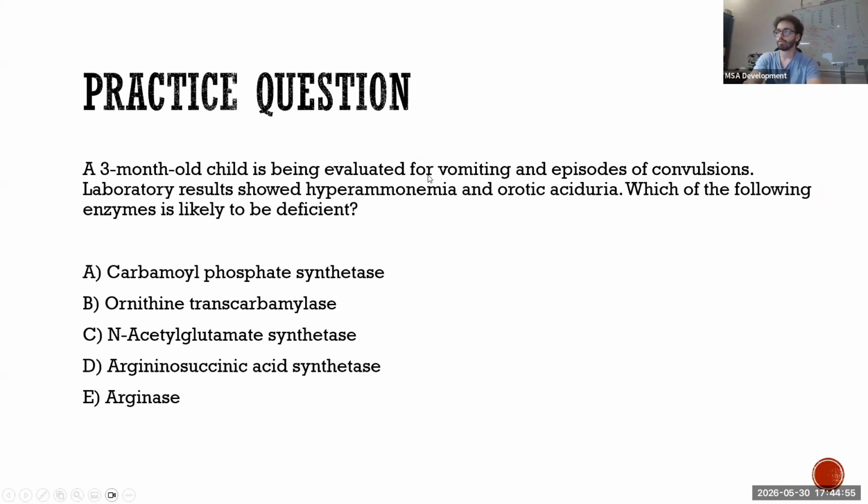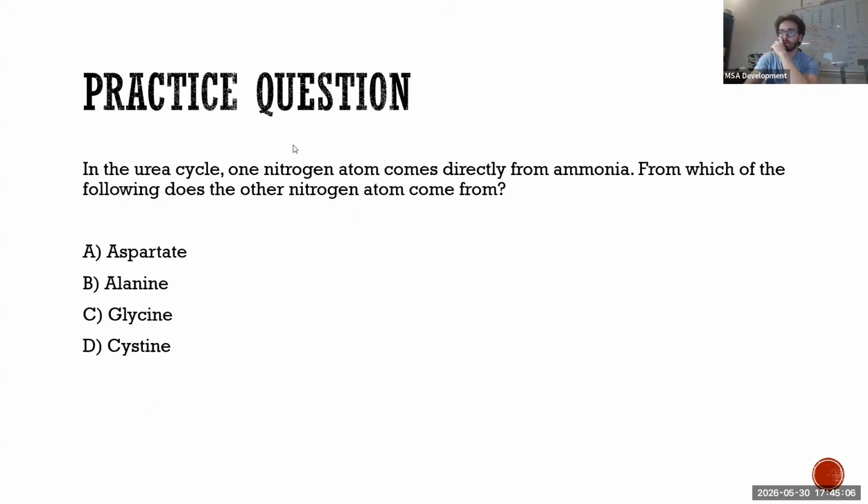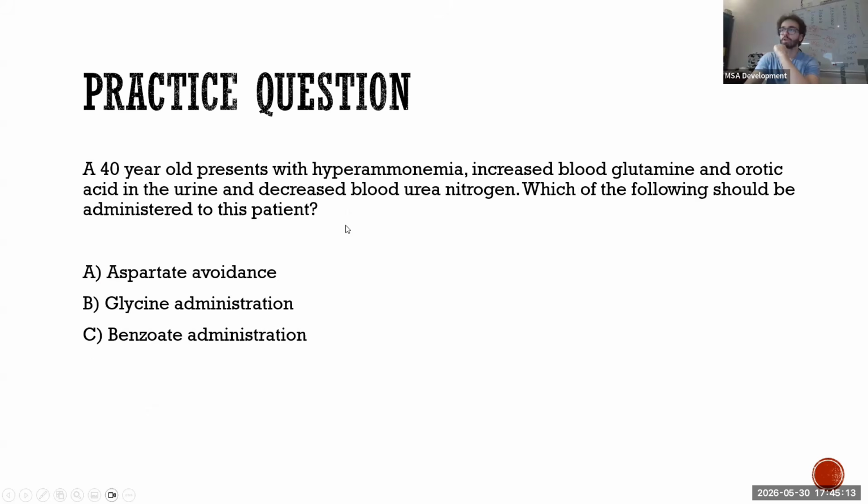So a 3-month-old child is being evaluated for vomiting. Lab shows hyperammonemia and what? Orotic aciduria. So what's the enzyme? Ornithine transcarbamylase. Okay, one nitrogen atom comes directly from ammonia. From which does the other nitrogen atom come? We said aspartate.